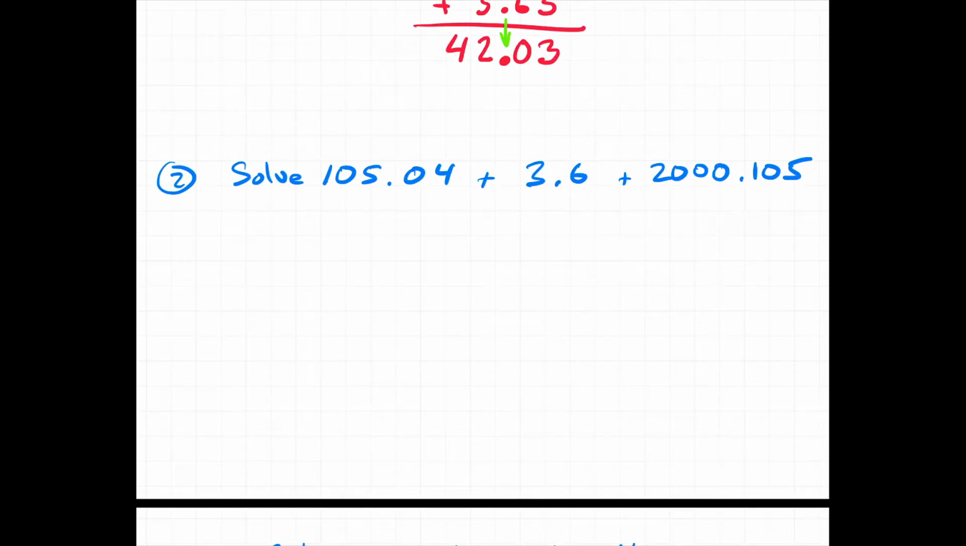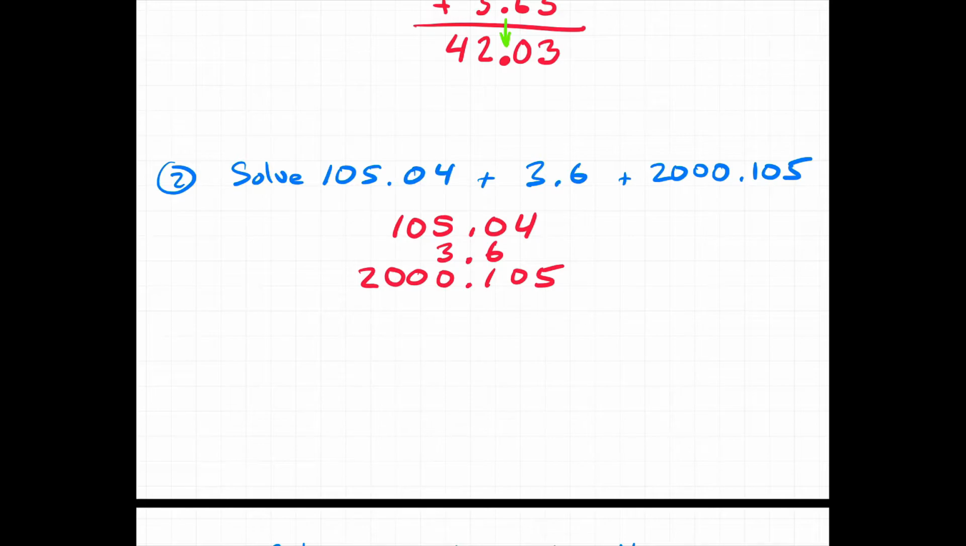Okay, so we're going to do another example right here, and basically what we've got is that we're going to have 3 numbers we're adding together rather than 2. Again, we're going to do the same thing. We're just going to put our numbers down, align the decimals, so this is 3.6, and I have this right here with a 105 and 1, 2, 3, like that.